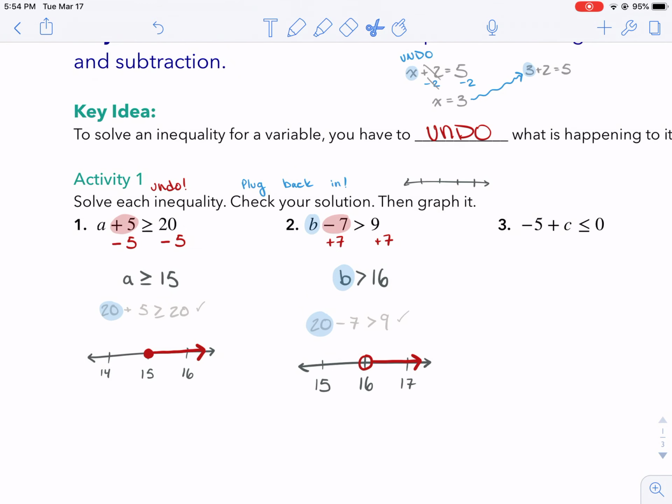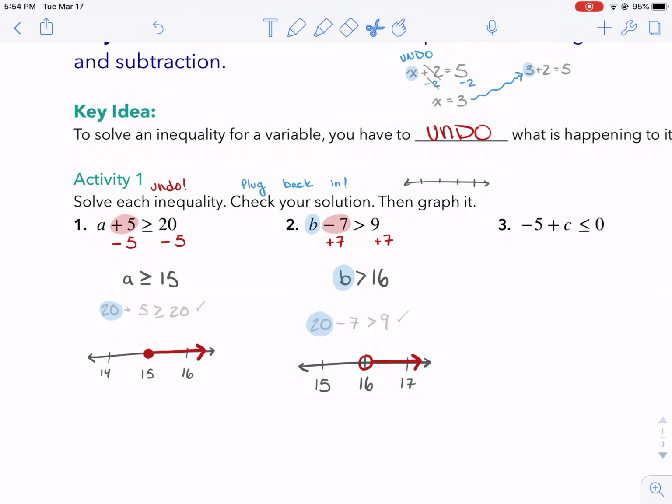So again, our first step is we undo what happens. We get our solution, we plug it back in to check our work, and then finally graph it on a number line. Think you got it? Follow these same 3 steps on number 3. Pause the video, try it for yourself, and when you're done, hit play and we'll check your work.